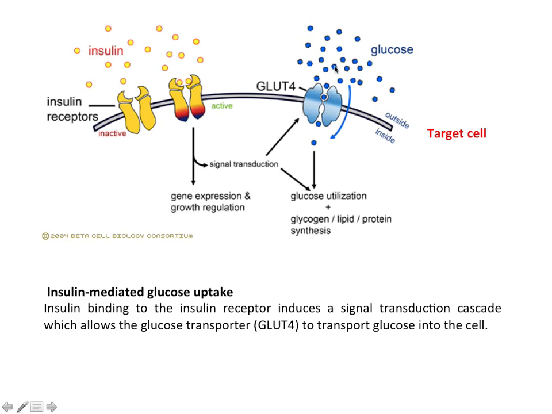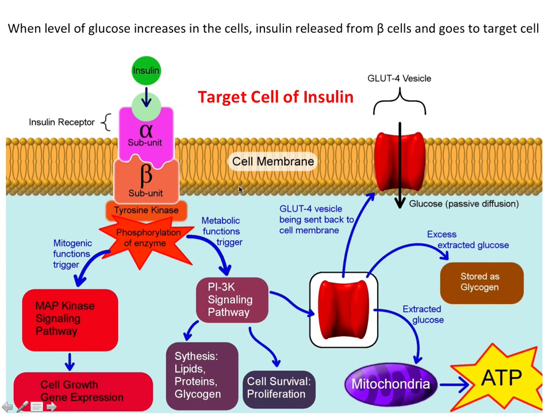So once this insulin receptor is activated, the GLUT4 is also activated. So glucose entry takes place, and this glucose is utilized and converted into glycogen for longer-term storage. So it is clear from this picture that when glucose level increases, insulin released from the beta cell goes to the target cell.